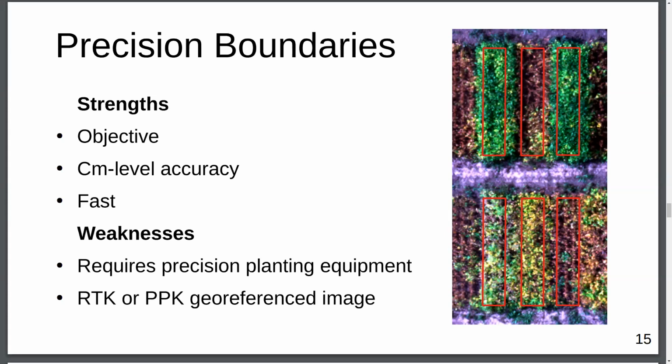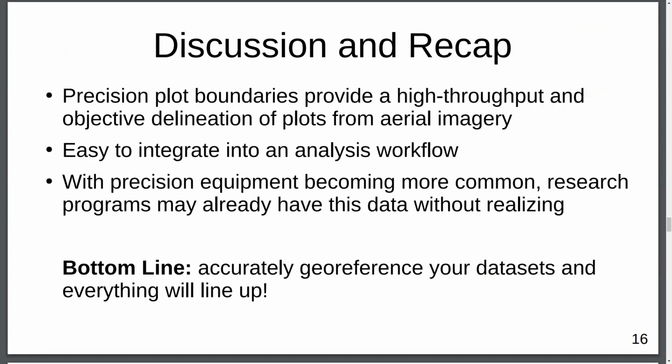So with that, it's actually a fairly straightforward and simple method. The nice thing is that these plot boundaries provide a high throughput and objective delineation of plots. And this works from aerial imagery. It works from satellite imagery too, if you have high enough resolution satellite imagery. It's very easy to integrate into an analysis workflow. So the underlying scripts in QGIS, I believe, are all Python based. So you could do this all command line if you really wanted to.